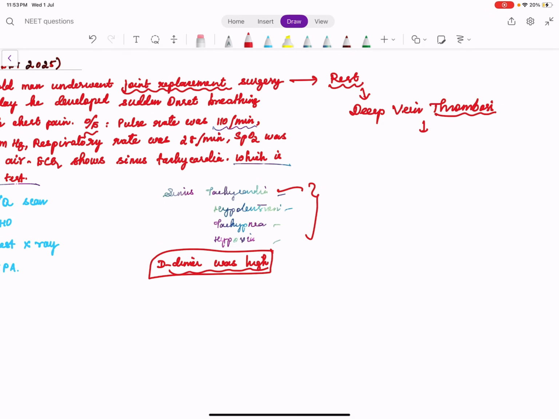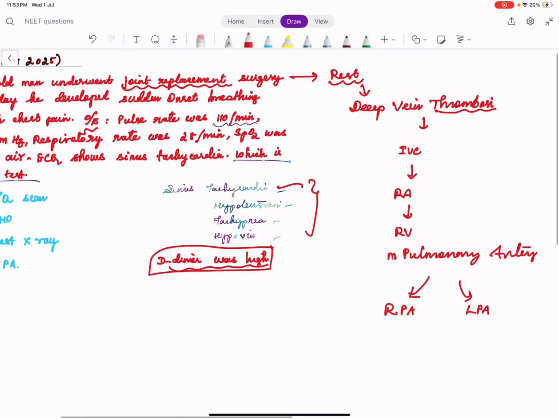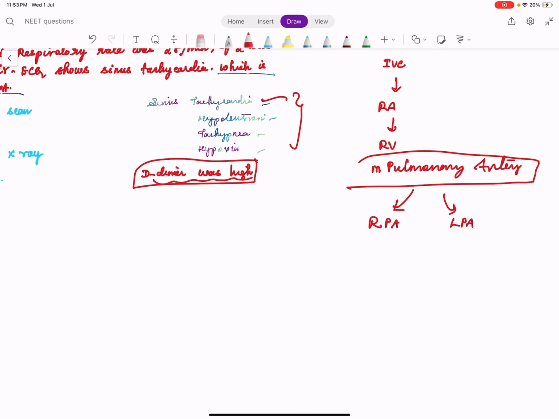When DVT follows the track, from the veins it goes into the IVC, and the IVC and SVC join to form the right atrium. The blood from the right atrium goes to the right ventricle. You know very well that the main pulmonary artery begins from the right ventricle. The main pulmonary artery divides into two branches, the right pulmonary artery and the left pulmonary artery. So even though the thrombosis is forming in the leg veins, through the IVC, right atrium, right ventricle, and pulmonary artery, it can block one of these pulmonary arteries. When the pulmonary artery is blocked, what happens? The blood from the ventricle cannot be pumped into the lungs.